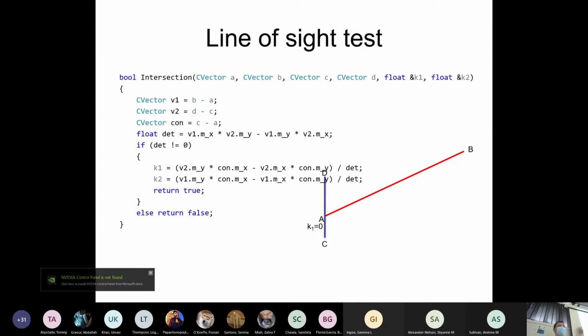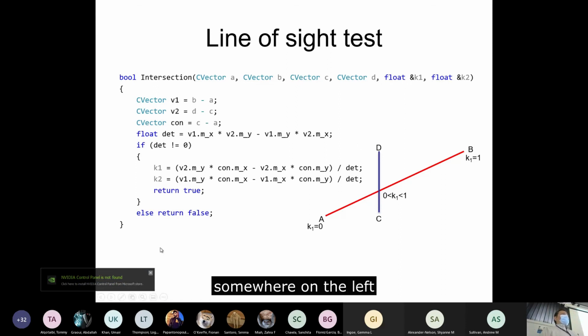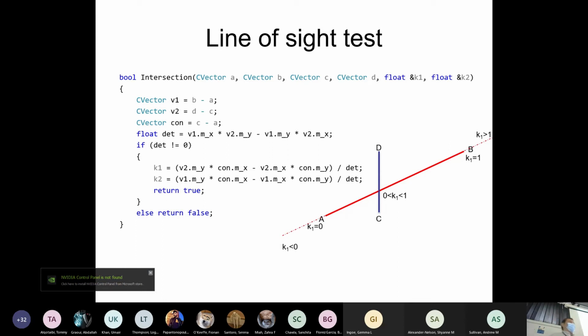So if we had a situation like this, then the K1 coefficient would be equal to 0. If we had a situation like this, K1 would be 1. And in this case, it is somewhere between 0 and 1. A value between 0 and 1 means, yes, there is an intersection, or at least maybe there is an intersection because it's not yet everything, all right? If the value were less than 0 or greater than 1, this would mean that the CD segment would be completely out of the range of AB. So if K1 is less than 0, this line would be somewhere on the right, absolutely no intersection, okay? So the visibility would be unobstructed, all right? And here you can see the range for K1 less than 0 and greater than 1.